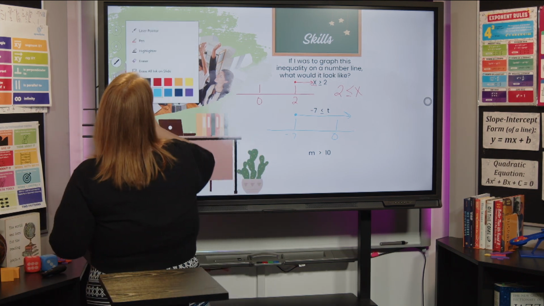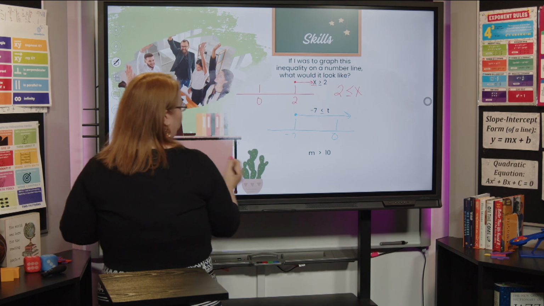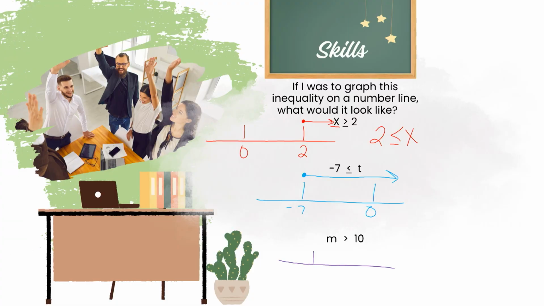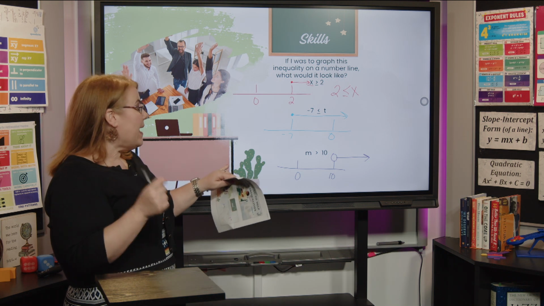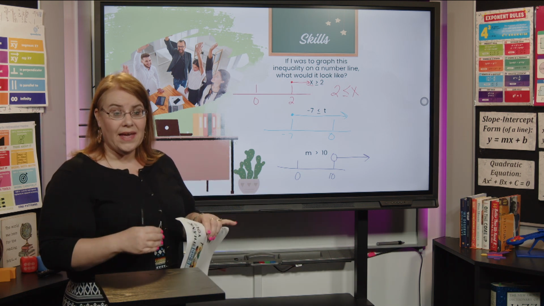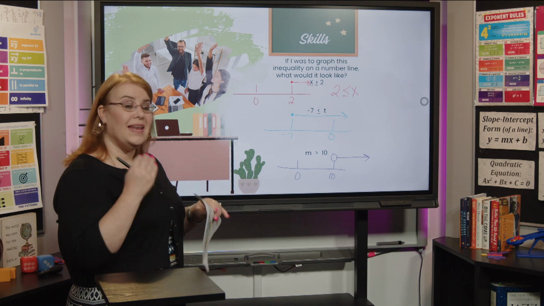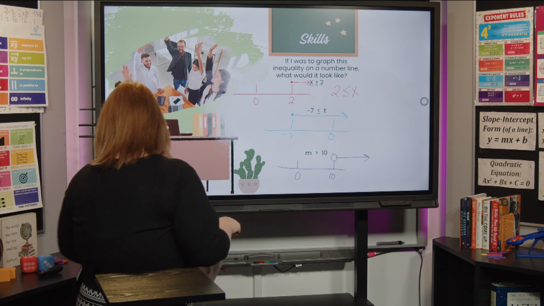So I'm going to get me yet a different color. Let's do purple. So I have 0 and 10. It says m is greater than 10. So I have an open circle. My m's are bigger, so I am going to the right. How does yours look? Does yours look just like mine? Make sure that we are graphing the meaning of these inequalities and not just points. All right, let's go to our next slide.